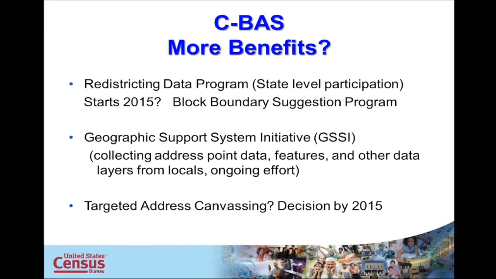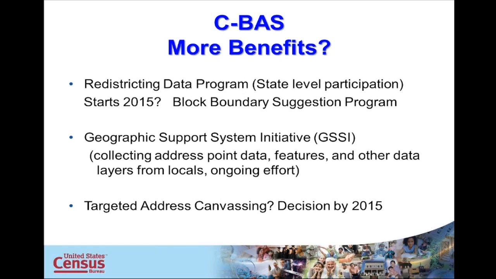The other thing that we've got going on this decade is our Geographic Support System initiative. And you may not have heard a lot about this yet, but you will. The Bureau is collecting address point data, features, and other data layers like your parcels. And that's an ongoing effort throughout the decade to try and get our master address file and our geospatial files kept up to date as possible so that we're not all scrambling at the end of the decade getting ready for the next census, trying to complete all of that work at once. And again, I want to emphasize that we are producing American Community Survey data every year. So accurate boundaries means better tabulation.